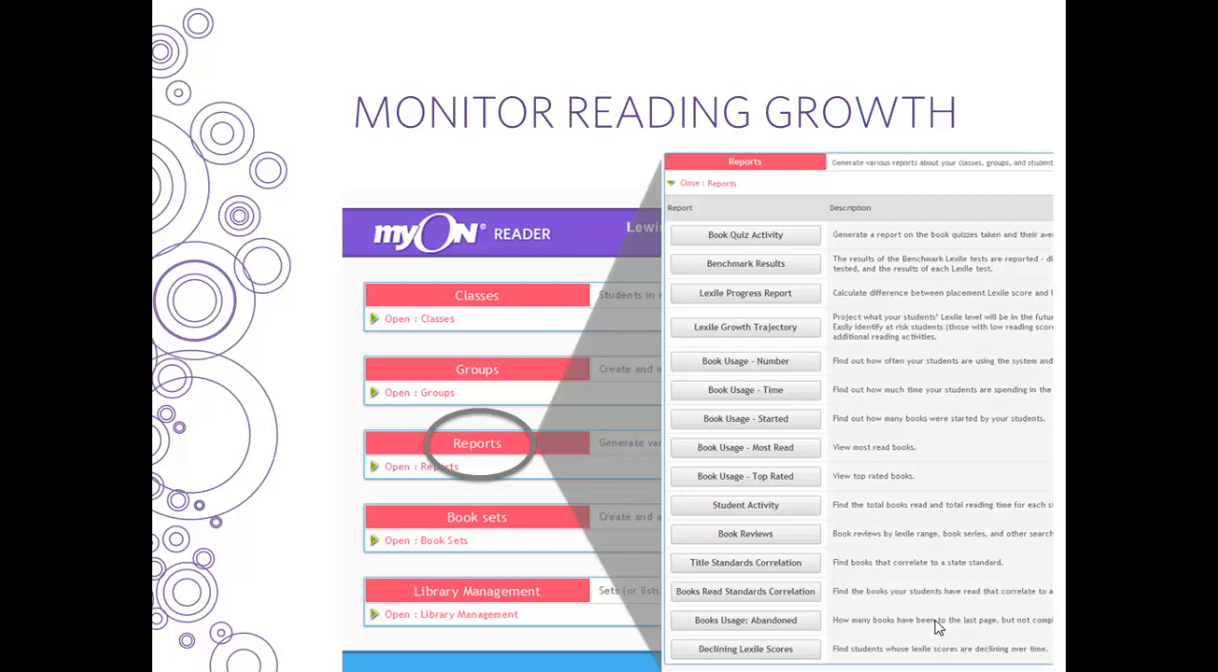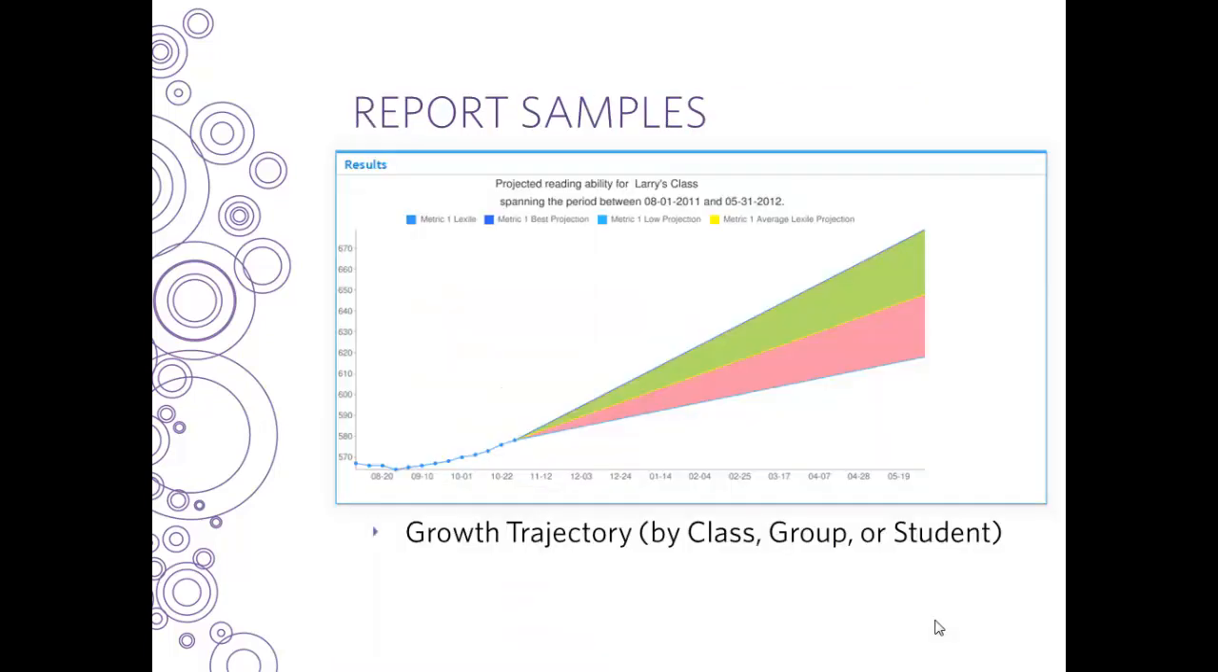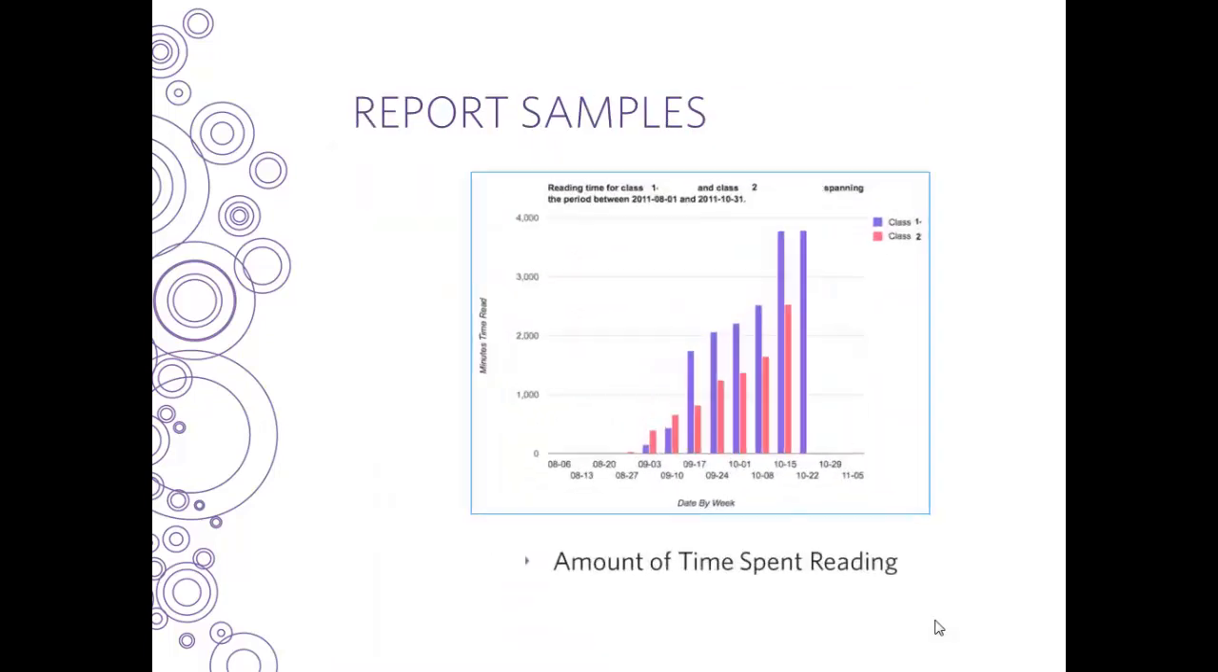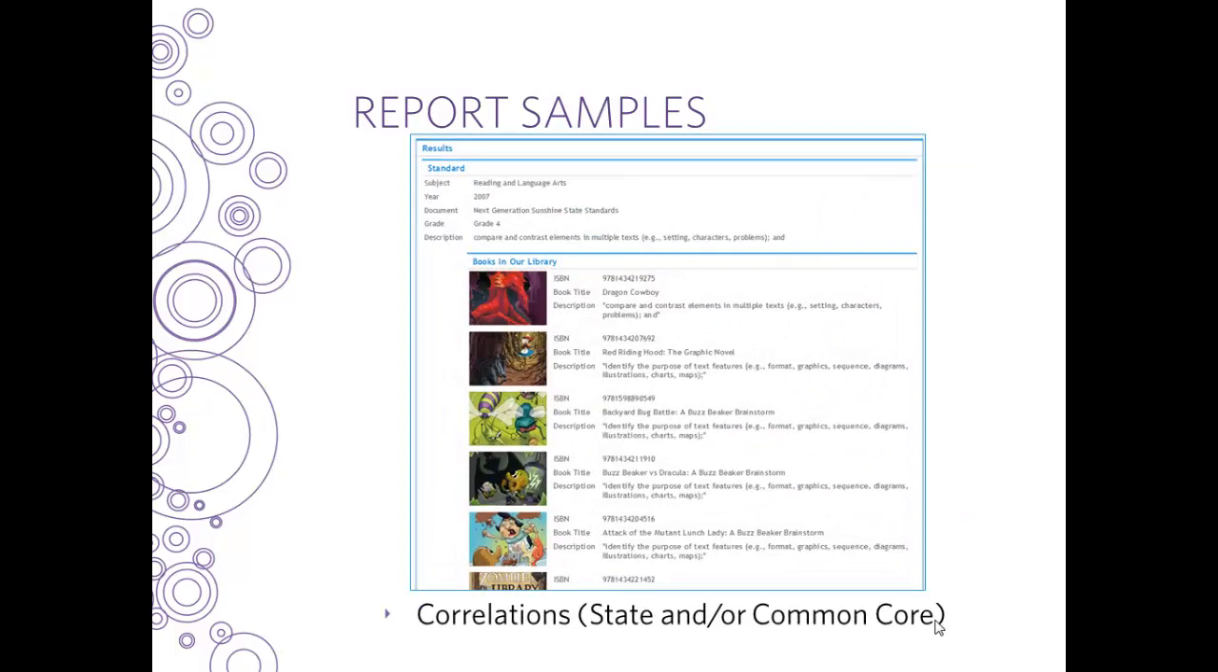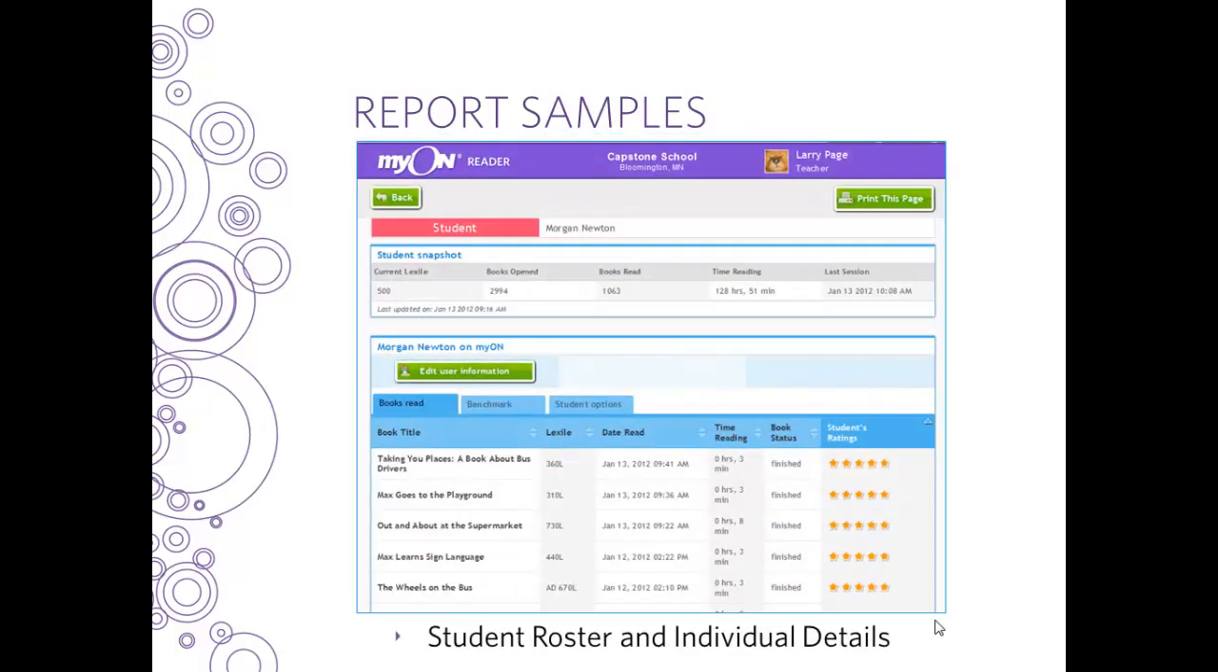There's an ability to monitor reading growth with a variety of just-in-time reports and see snapshots of progress through dashboards. When larger sets of data are needed to inform instruction and drive learning, metrics such as Lexile progress and time spent reading, as well as correlations to state and national standards and number of books as opposed to books read, are available at an individual, group, and class level.